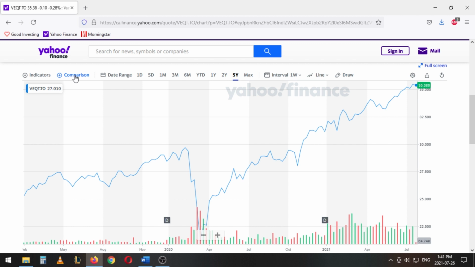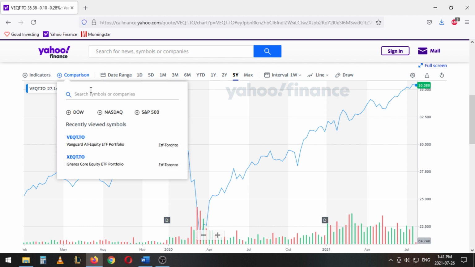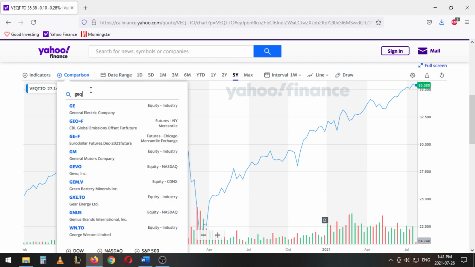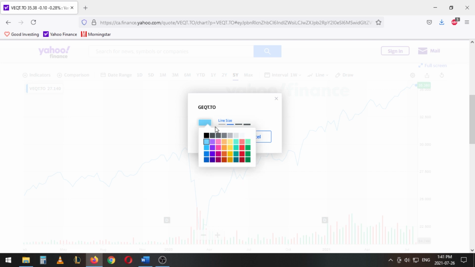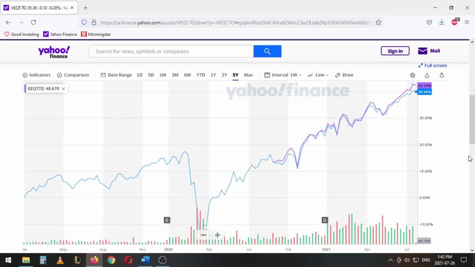From there, again, what I love about this tool is the ability to compare. So if I want to show you some of the doing-less-evil ones, I can do GEQT.TO. This would be the equivalent of the doing-less-evil one from iShares. I can make it whatever color I want. Why don't I make this one purple just so that you can see it?